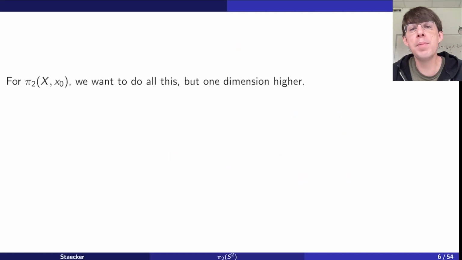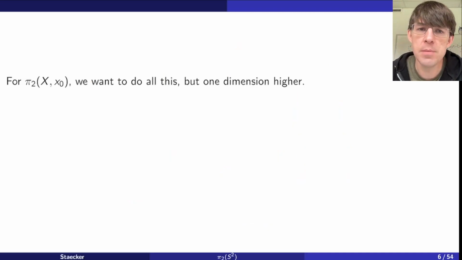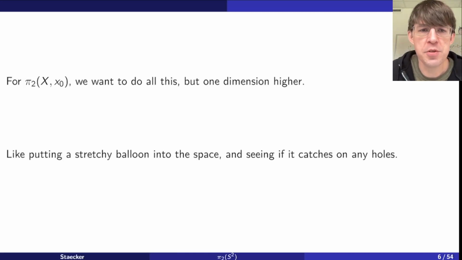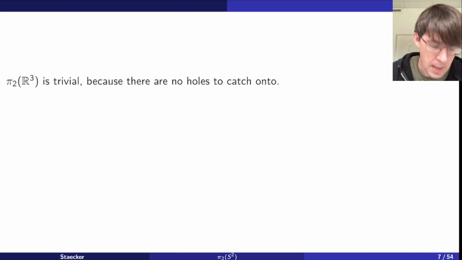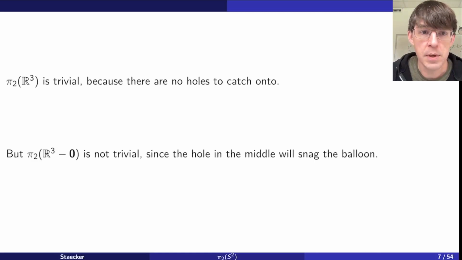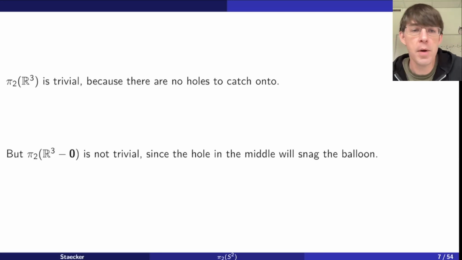All right. Now, what about pi2 of X? This is meant to be the same idea, but everything 1 dimension higher. I'll try to explain what I mean by that. Instead of putting a rubber band in your space, it's more like putting a stretchy balloon into the space and seeing if the balloon loops around any holes. For example, pi2 of R3, the 3-dimensional space, is trivial because there are no holes, and so any balloon in R3 can automatically shrink down to a point. But if I remove the origin, then this is not trivial anymore because it is possible to wrap a balloon so that it will snag on the origin if the origin is removed from the space. All right. That's the idea.